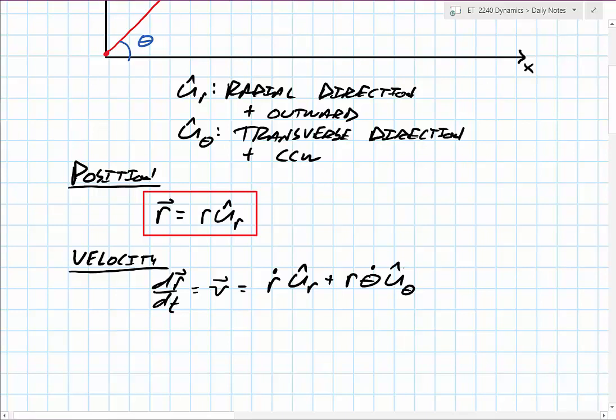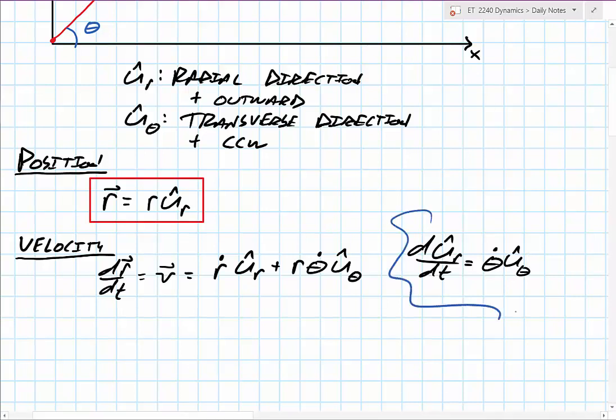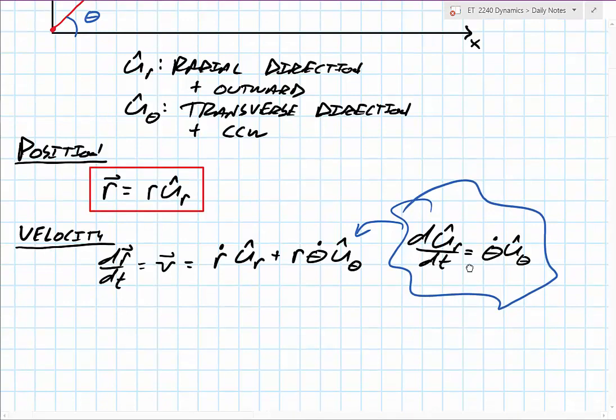Basically the reason I can do that is because I know that the derivative of my radial unit vector with respect to time is equal to theta dot, my rate of change in the transverse direction, times the unit vector in the transverse direction. So hopefully that makes a little bit of sense. Put a little bubble around that to say where it all came from. That was the derivative of this guy, or that's how I got that anyways.